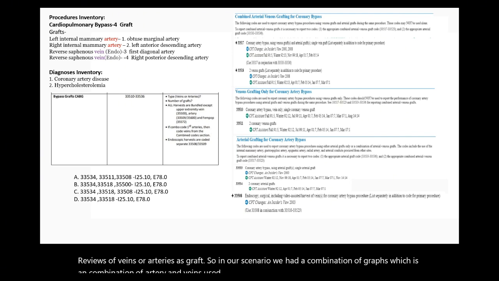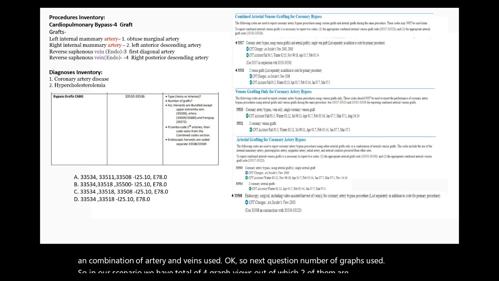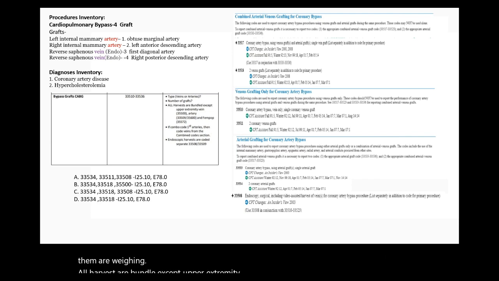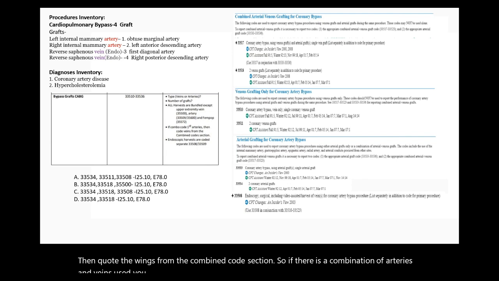Okay. So next question, number of grafts used. In our scenario, we have a total of 4 grafts used, out of which 2 of them are artery and 2 of them are vein. All harvests are bundled except upper extremity vein, artery, and femoral. If a combo code is used, code first the arteries, then code the veins from the combined code section. So if there is a combination of arteries and veins used, you must always code first from the artery section.